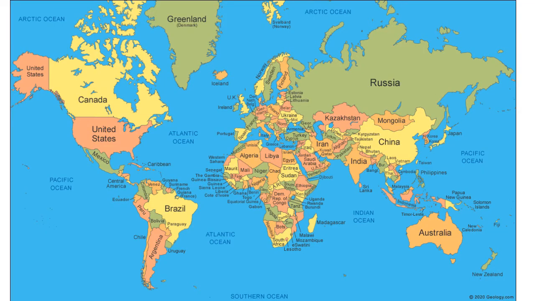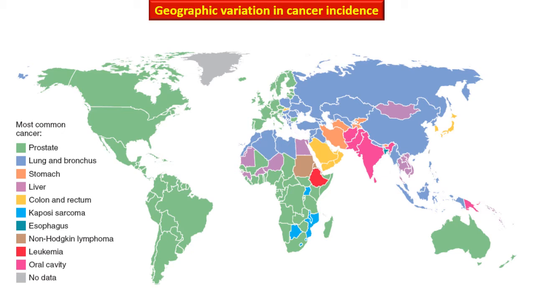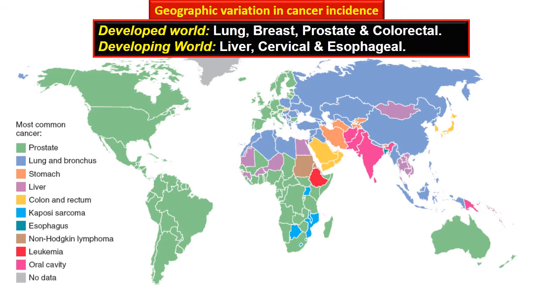This is a picture of a world map, which is showing the location of various countries, just to give you orientation about their location, because in the next slide we are going to see the geographic variation in cancer incidence. This map is showing the geographic variation in cancer incidence. The most common tumors of the developed world are carcinoma of lung, breast, prostate and colorectal carcinoma, while liver, cervical and esophageal carcinomas are the commonest tumors in the developing world.